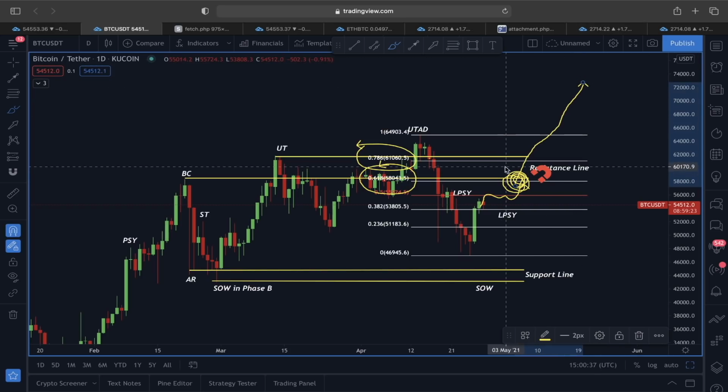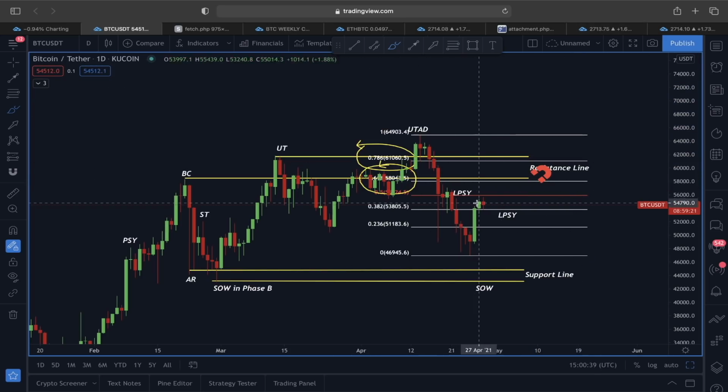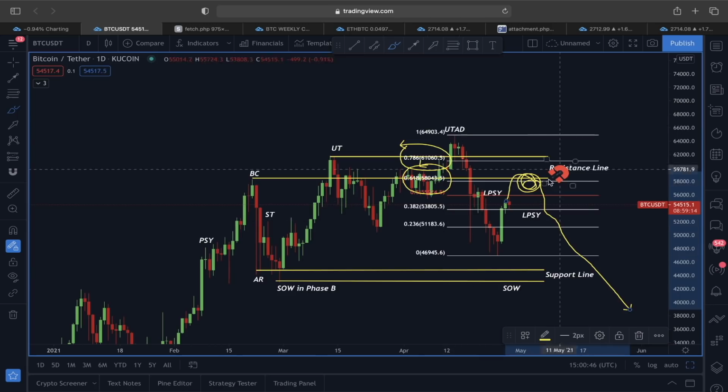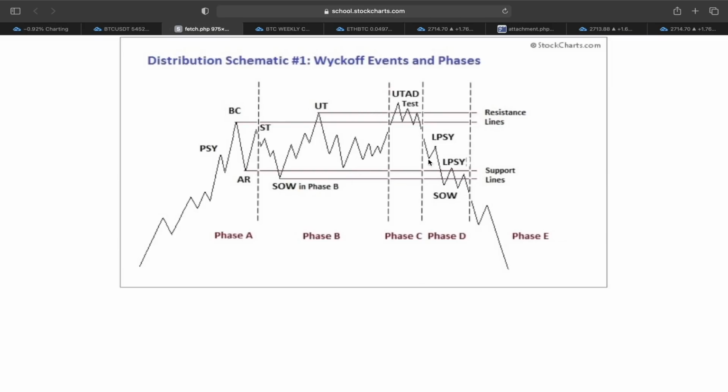But any sort of a rejection from this 0.618, then we should be very careful, because after that the price could start heading in a downward direction, because that will confirm this distribution phase from Wyckoff. Because right now where we are, this is the phase D area, and this phase D area does sometimes have this last point of supply, and in this last point of supply you see some impulsive move occurring, but after that again it's going to continue in a downward direction.